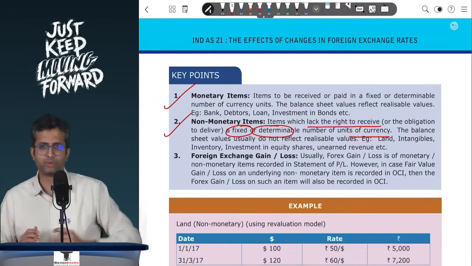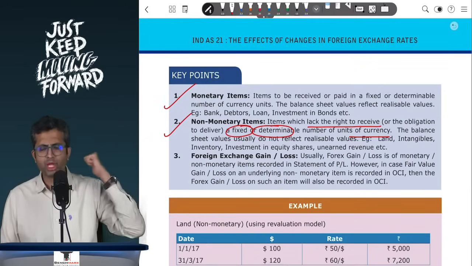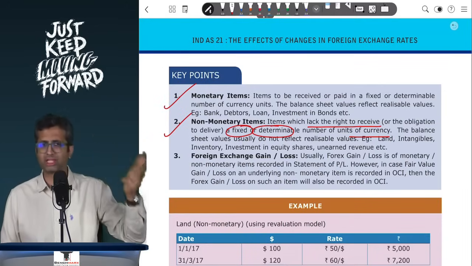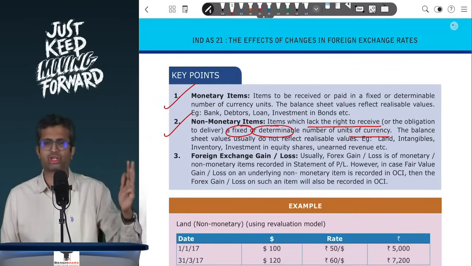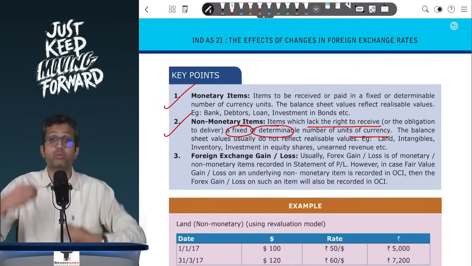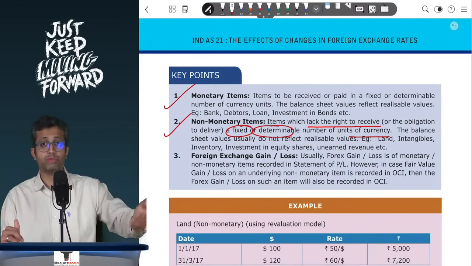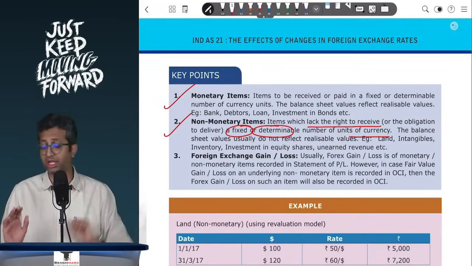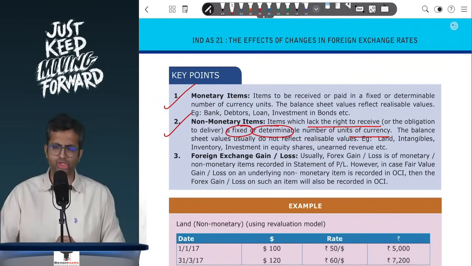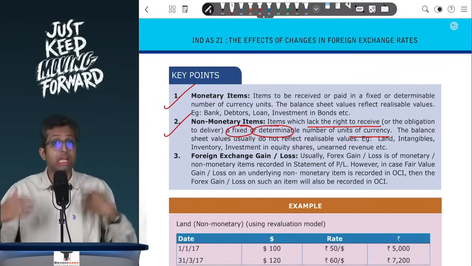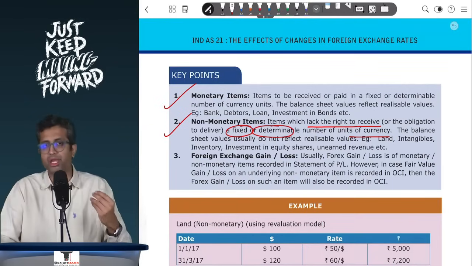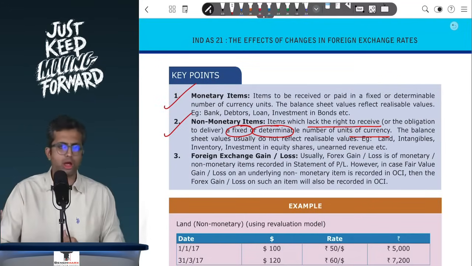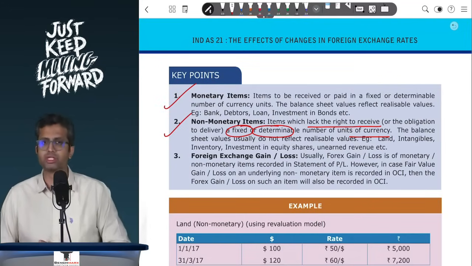So we have discussed a few examples. For monetary: trade receivables, trade payables, expenses payable, cash and bank balances, investment in bonds, loans taken, loans given. All of these are fixed or determinable money value terms, hence monetary items. Non-monetary: land, building, machinery, patents, copyrights, inventories. The amount to be paid or received is not fixed in monetary value terms, and hence it is non-monetary.